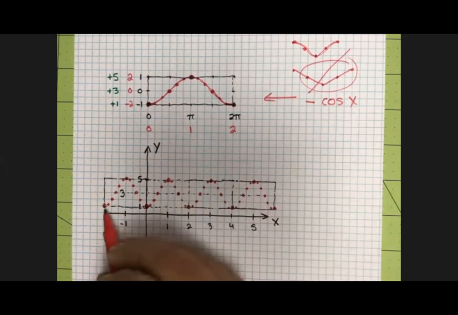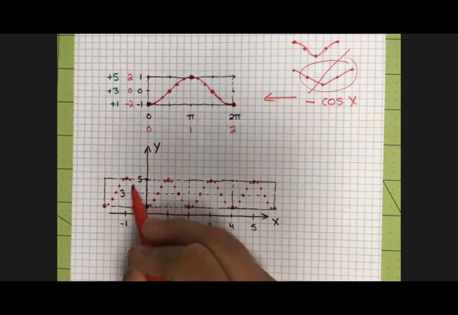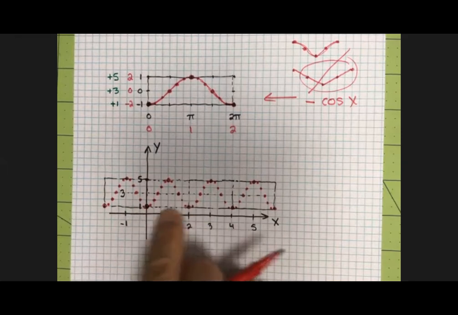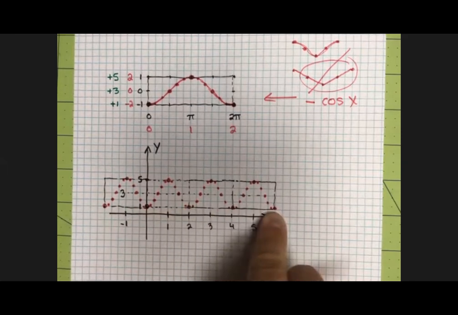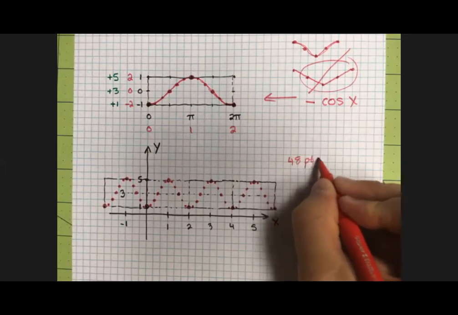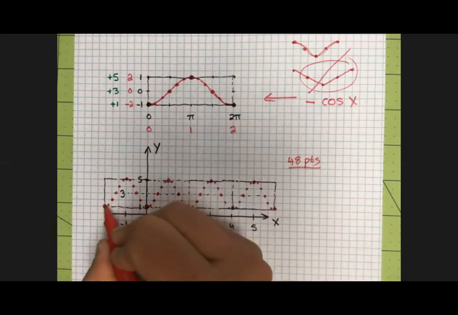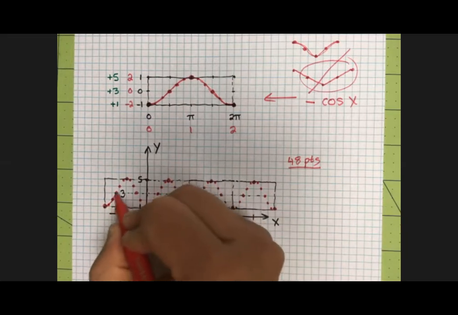How many points did I do? 1, 2, 3, 4, 5, 6, 7, 8, 9, 10, 11, 12, and then 24, and then 36 and 48. Do you understand? You just drew 48 points. I just drew 48 points. And now I'm just going to gently shade them in.